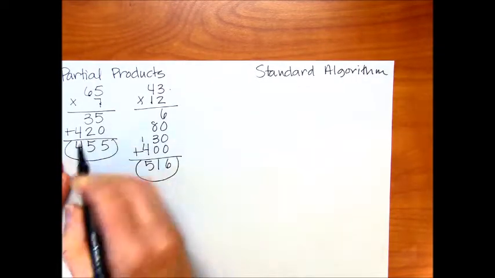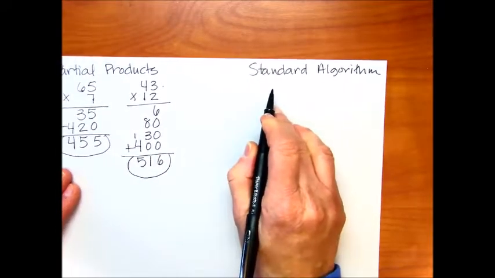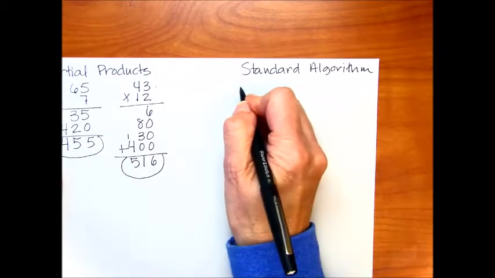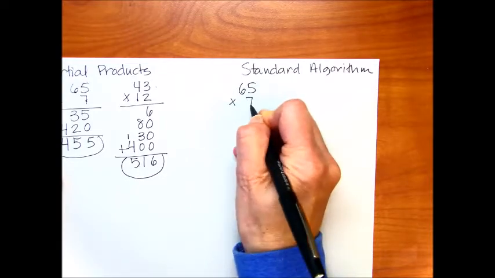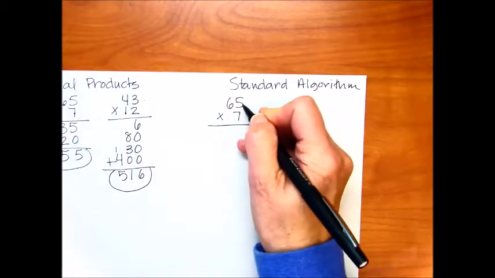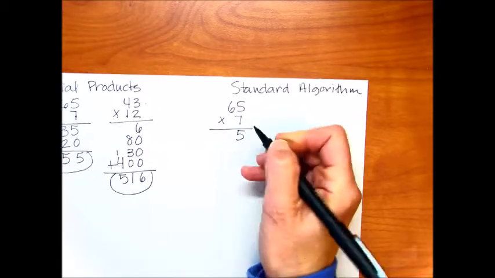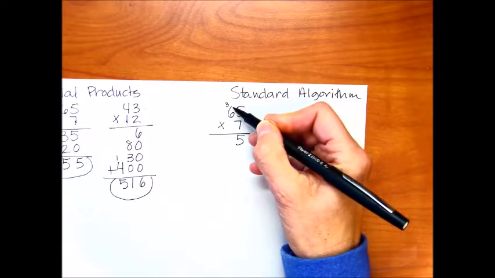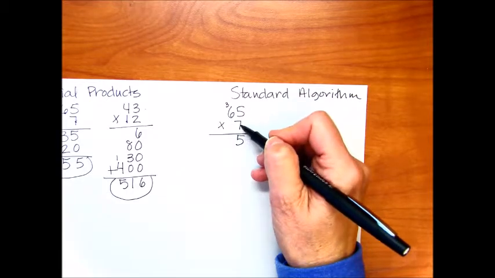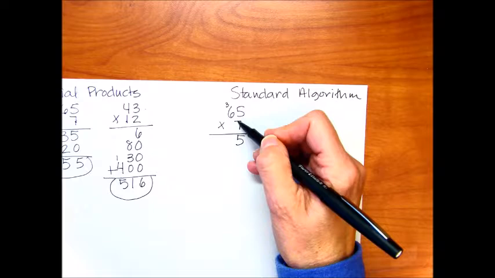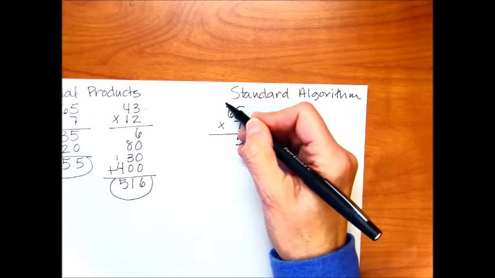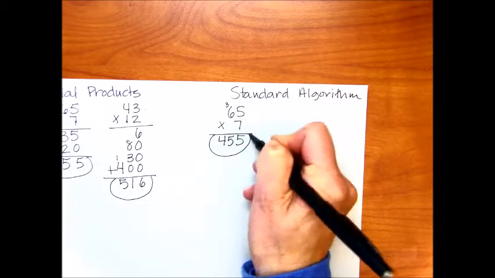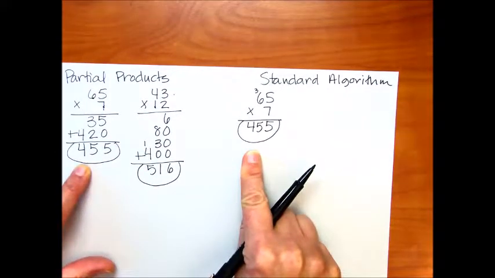Let's do these same problems over here using the standard algorithm that most of you have been taught. So we're going to take 65 times 7. 7 times 5 is 35. I'm going to put the 5 down and carry the 3. So I'm carrying 3 tens in the tens column. Now I'm multiplying 7 ones times 6 tens, so that's 42, plus the 3 that I'm carrying. So 42 plus 3 is 45. Notice that those two are the same answers.